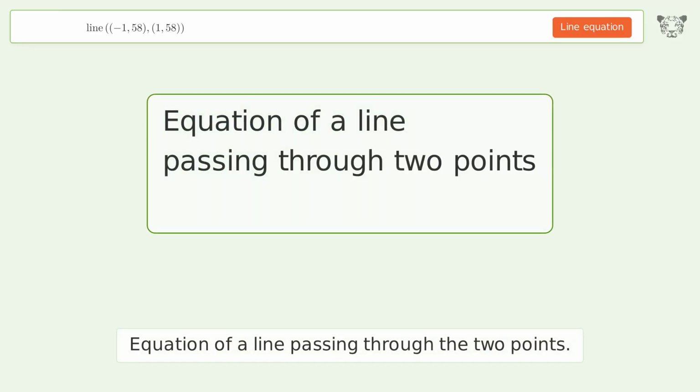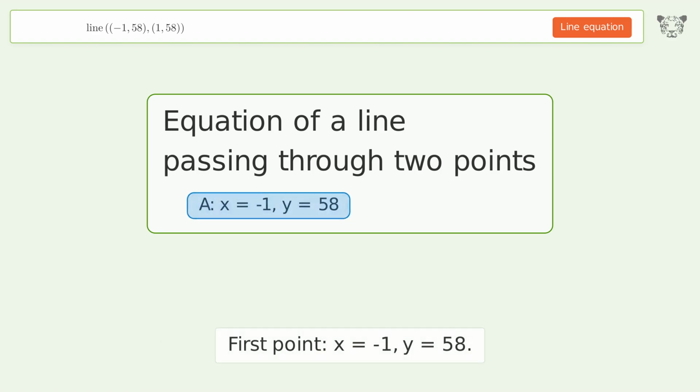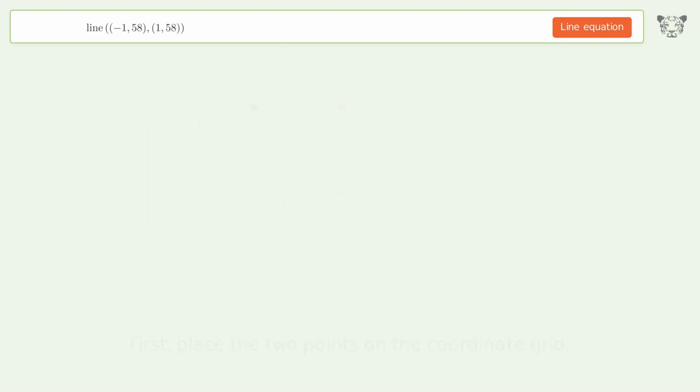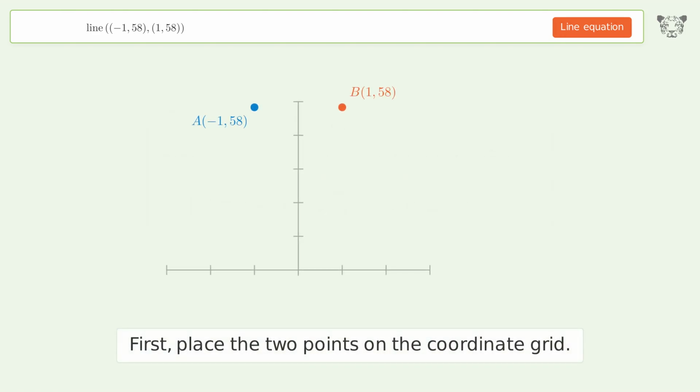Equation of a line passing through 2 points. The first point has x equals -1, and y equals 58. The second point has x equals 1, and y equals 58. First, place the 2 points on the coordinate grid.